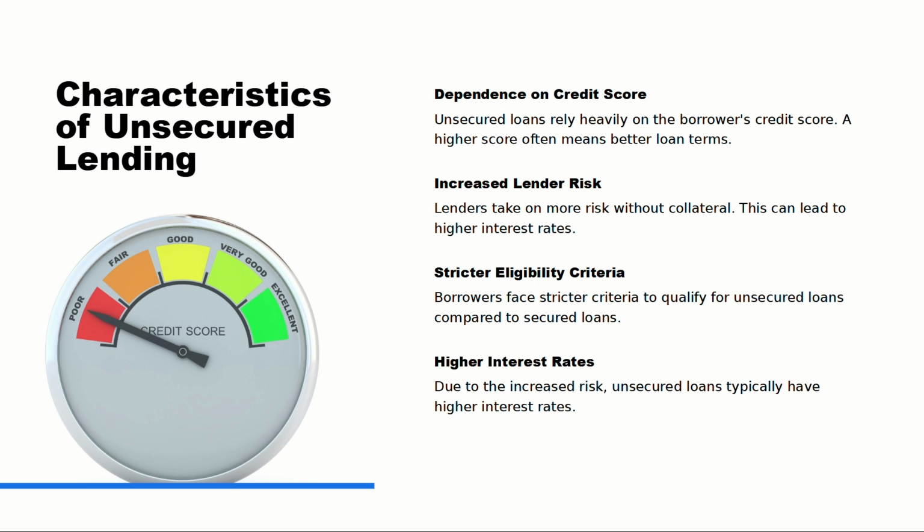Characteristics of unsecured lending. Dependence on credit score. Unsecured loans rely heavily on the borrower's credit score. A higher score often means better loan terms. Increased lender risk. Lenders take on more risk without collateral. This can lead to higher interest rates. Stricter eligibility criteria. Borrowers face stricter criteria to qualify for unsecured loans compared to secured loans. Higher interest rates. Due to the increased risk, unsecured loans typically have higher interest rates.